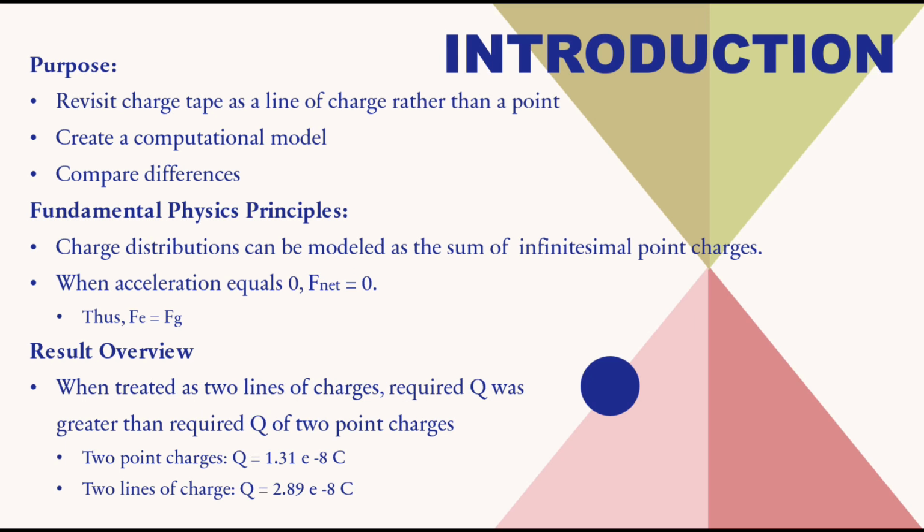Before beginning this lab, we must understand the fundamental physics principle that charge distributions can be modeled through integration, or in simpler terms, the sum of infinitesimal point charges. In this lab, however, we will use a finite number of charges with finite masses and charges. We will also use Newton's second law that the net force equals ma. Because acceleration equals 0, the net force also equals 0, and thus the magnitudes of the electric and gravitational forces must be equal. From this lab, we found that the required charge in a line of charges was greater than with two-point charges. Through this report, the reasons behind this will be explained.